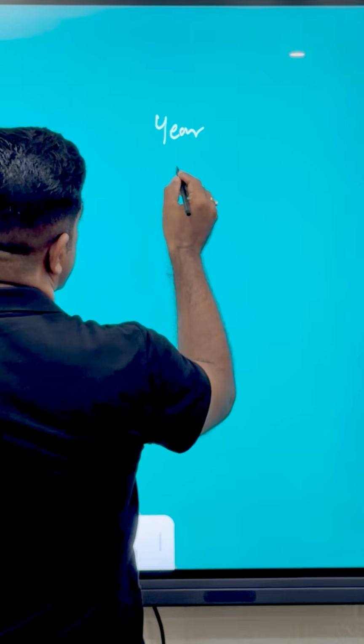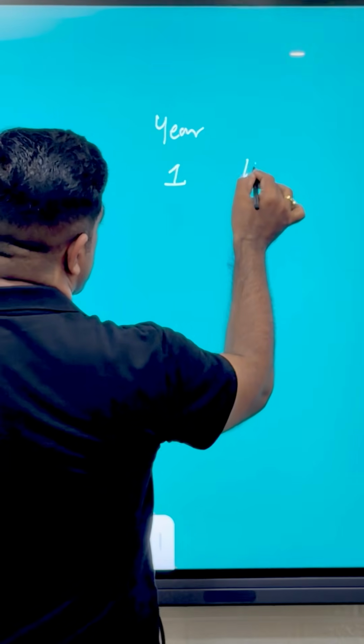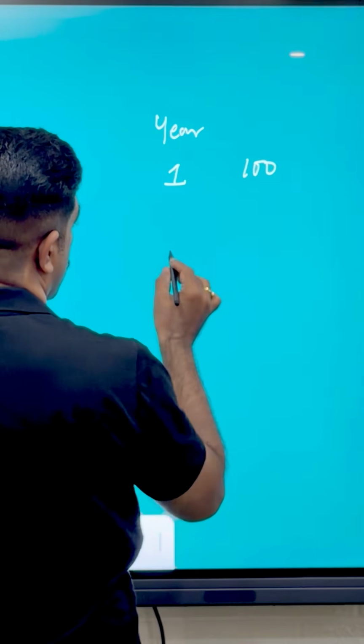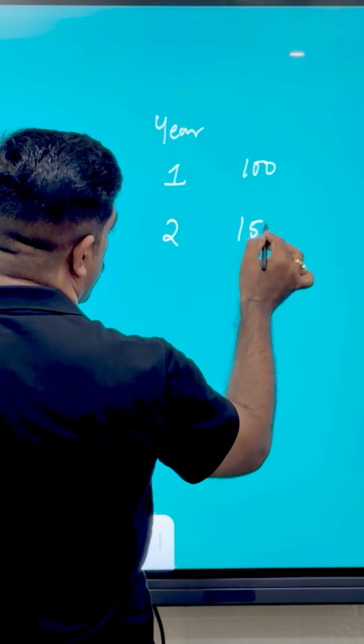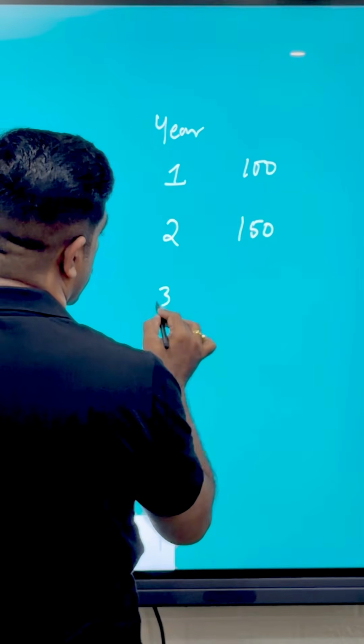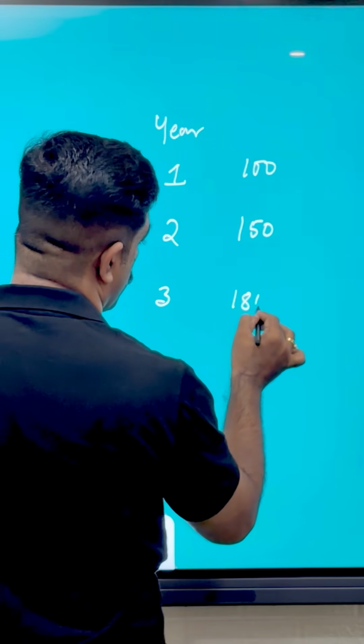Do you know the concept of CAGR, compounded annual growth rate? I'll explain. Let's say you are investing 100 rupees at the end of year 1. By end of year 2, it is growing to 150 rupees. By end of year 3, it is growing to 180 rupees.